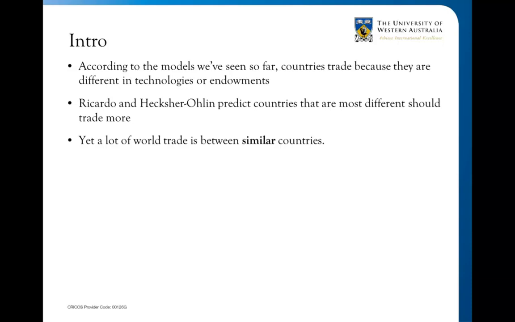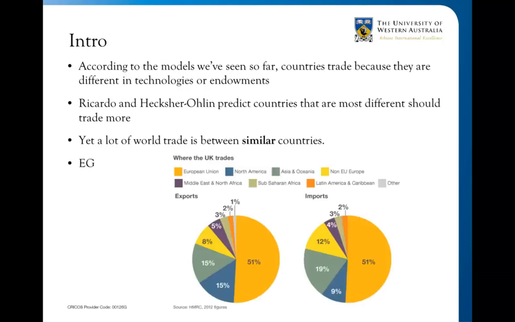However, when you look at the data, or when you look at the trade patterns and the trade flows, what we actually notice is that a lot of the world trade is actually between similar countries, ones that have very similar endowments, similar technologies. So, for example, I've just taken the UK because it's a good example. Just over half of its exports are with the EU, and half its imports are with the EU. Very similar countries.